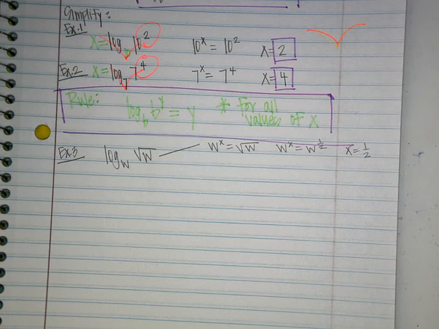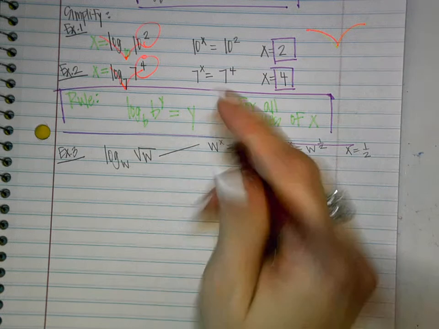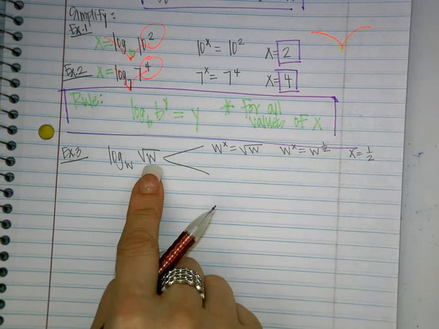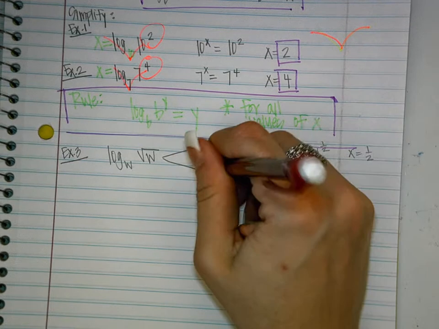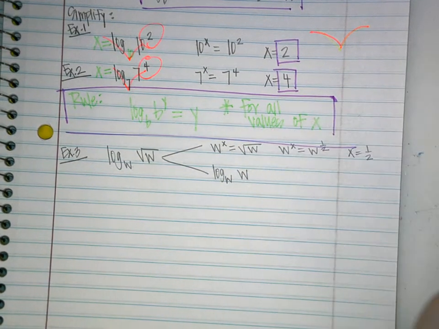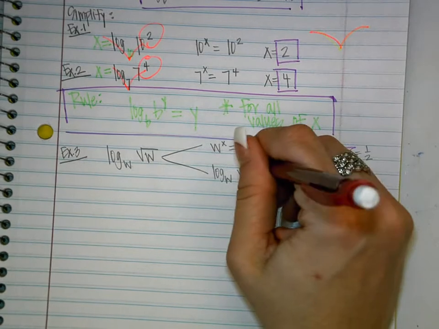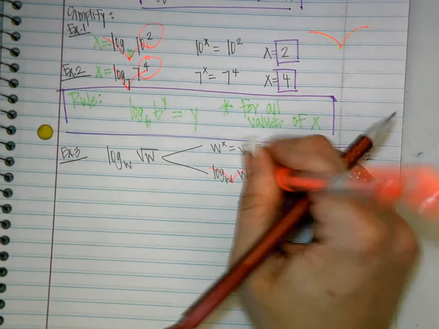But I'm going to tell you, if you embrace the seagulls and like them, your life can be simpler. Because you can do this. You can rewrite this as it's written as a seagull problem. Log base W of, rewrite this with an exponent. W to the what power? 1/2. Then, your little magic ugly seagull comes in. That's your answer.